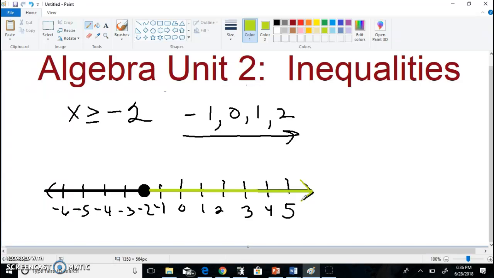So again, if you have less than or greater than, it's an open circle. If it's less than or equal to, or greater than or equal to, it's a closed circle. If it is less than or equal to, you shade to the left. If it's greater than or equal to, you will shade to the right.